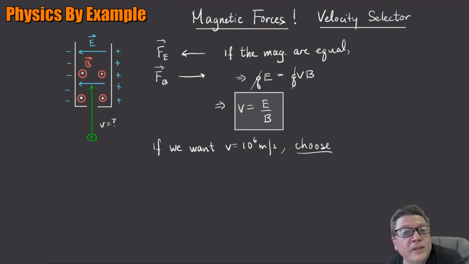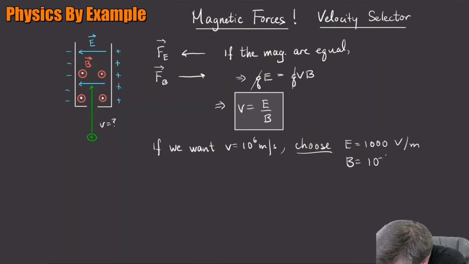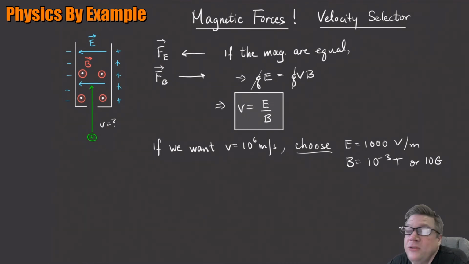There's an infinite number of things you could choose. As long as they have that ratio, you're going to be fine. For example, I could choose the electric field as 1,000 volts per meter, or newtons per coulomb, whichever unit you want, and then B would be 10 to the minus 3 Tesla, or 10 Gauss. If you tuned your device to have E of 1,000 and B of 10 to the minus 3, then the particles that make it through undeflected have a velocity of 10 to the 6th.